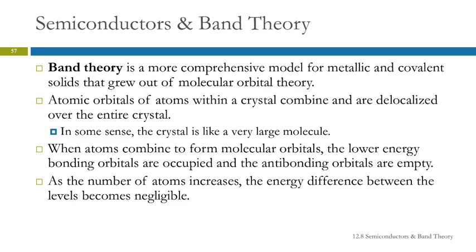So in a crystal, the atomic orbitals of the atoms within that crystal combine and are delocalized over the entire crystal. So in a sense, the crystal is really one very, very large molecule. It's covalently bonded throughout. When those atomic orbitals combine to form molecular orbitals, the lower energy bonding orbitals are occupied, the anti-bonding orbitals are not occupied. So you might wonder why we even talked about molecular orbital theory.